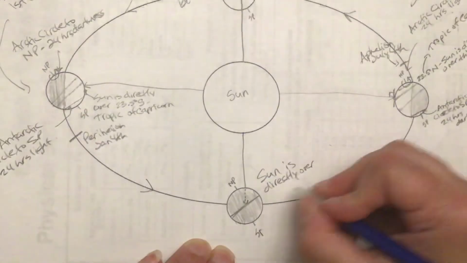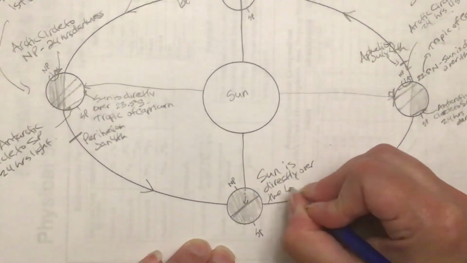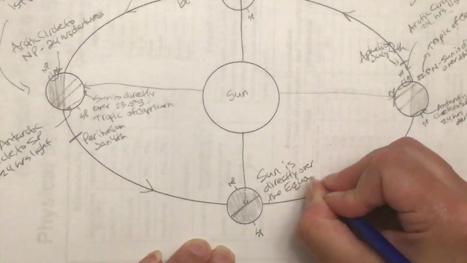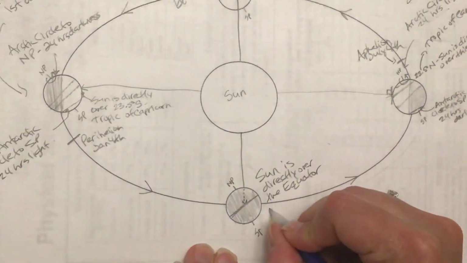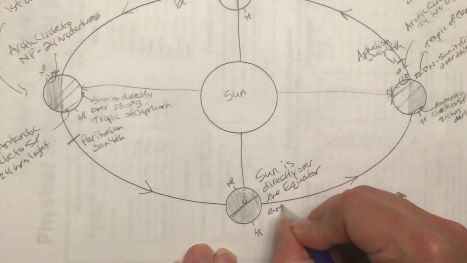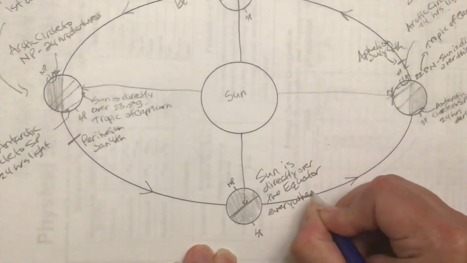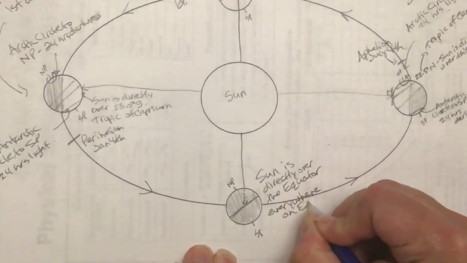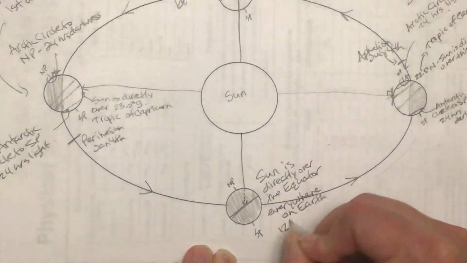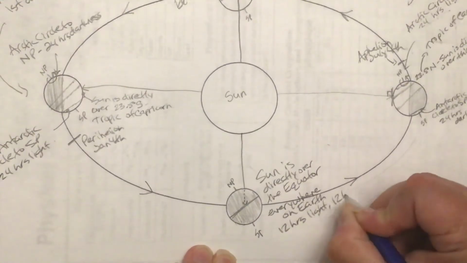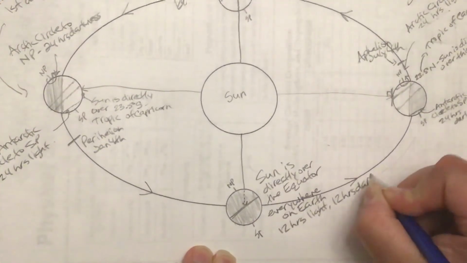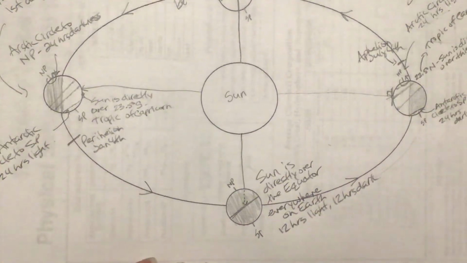So if you're standing at the equator, the sun is at your zenith at solar noon. The sun is directly over the equator. For the entire Earth, everywhere on Earth, there's 12 hours light, 12 hours dark. That direct insolation is right over the equator, all right?